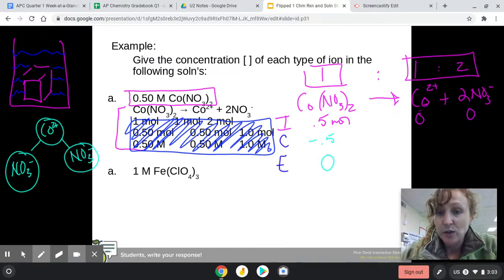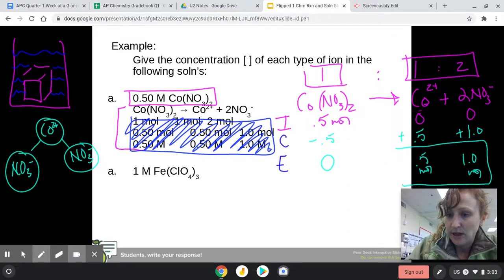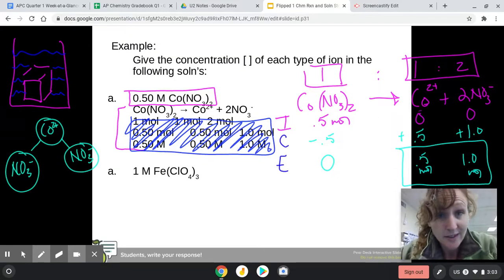So if I lose 0.5 moles of my cobalt-2 nitrate, I'm going to gain 0.5 moles of cobalt and gain double that, 2 times 0.5, which is 1.0 moles of nitrate. So in the end, here's how much of each of them I end up with. Is that what you got?